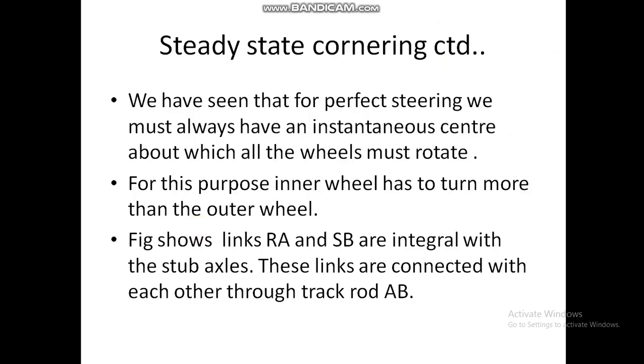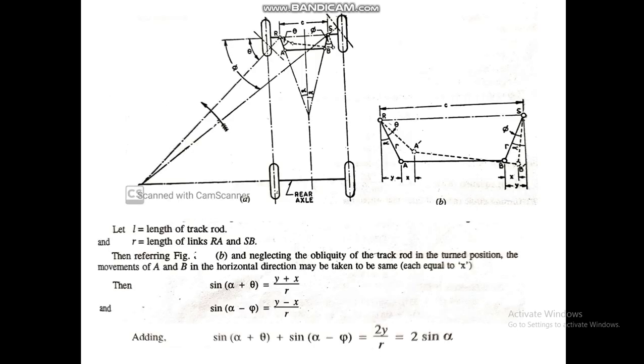Figure shows the links RA and SB are integral with the stub axles. These links are connected with each other through a track rod AB. So you can see this figure here. This is your link RA and this is your link SB. Or in the enlarged view you can see this is RA and this is SB. These two links are connected with AB, that is track rod AB.